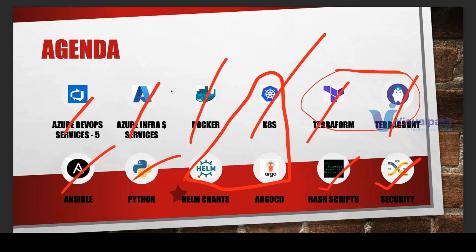If you notice on the screen, a few tools I'm specially highlighting here. One is Docker, Kubernetes, Terraform, Terragrunt, Ansible, Python, Helm chart, Argo CD, Bash script. 4 plus 5, a total of 9 tools are cloud agnostic. Trust me, that is why I defined this program very clearly for you guys.